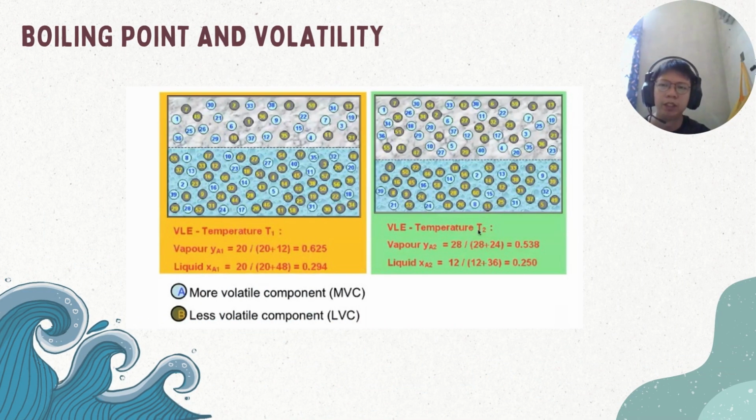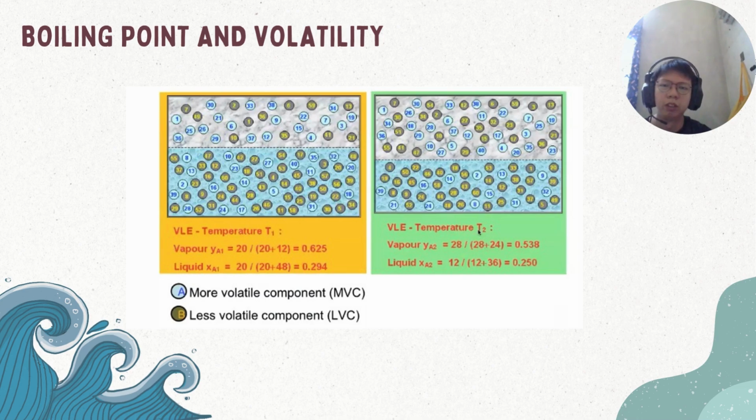What do MVC and LVC mean? MVC stands for more volatile component. It has a lower boiling point and prefers to stay as a vapor. While LVC stands for less volatile component, it has a higher boiling point and prefers to stay as liquid.